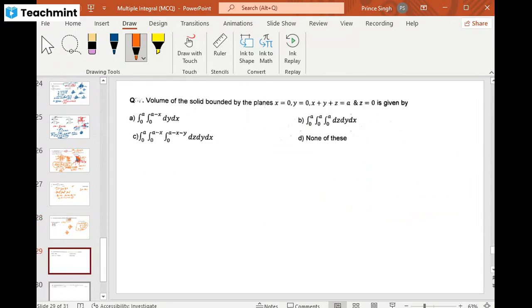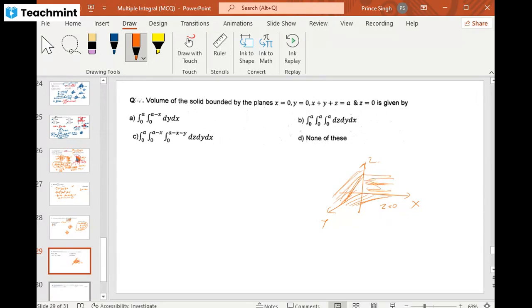Okay, now let us move to the next question. The next question is the volume of the solid bounded by the plane. Say this is the x-axis, y-axis, z-axis. It is bounded by the coordinate planes. So z equal to 0 is a plane, x equal to 0 means the yz plane, so this is the plane and this is the plane. And we are considering one plane, x plus y plus z equal to a.